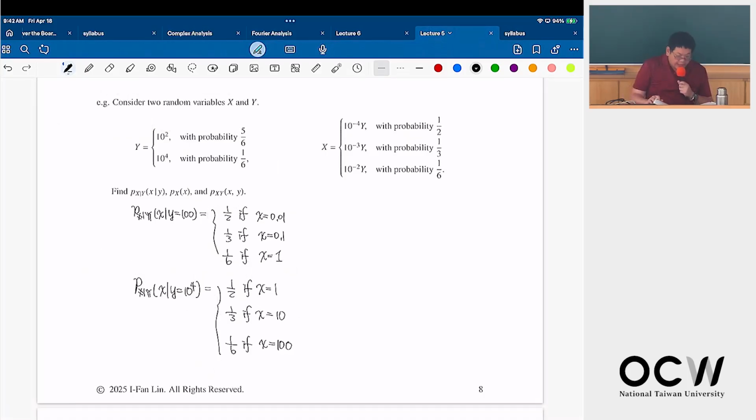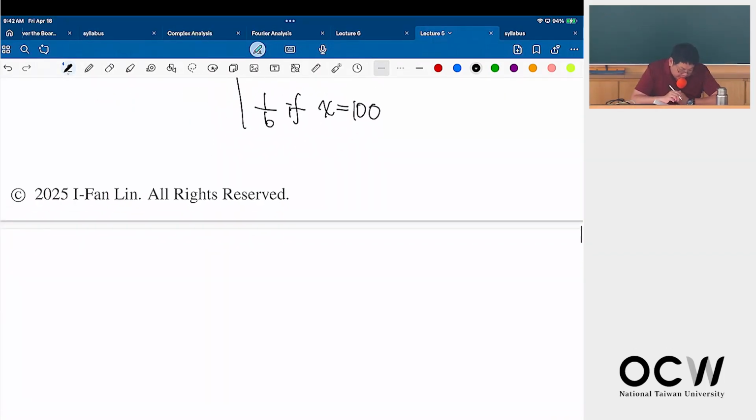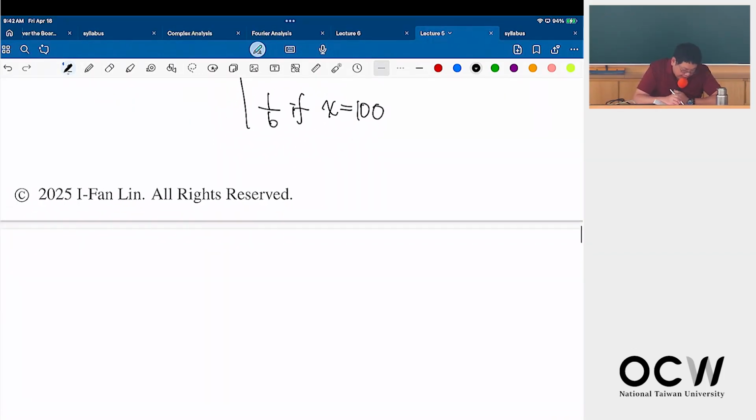And then since we have this conditional PMF, we can find the joint PMF. So how do we find the joint PMF? A joint PMF can be found here.